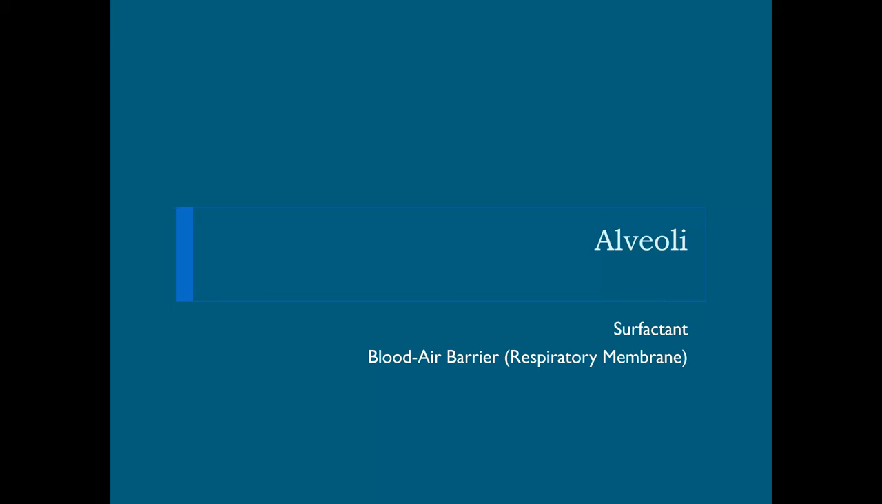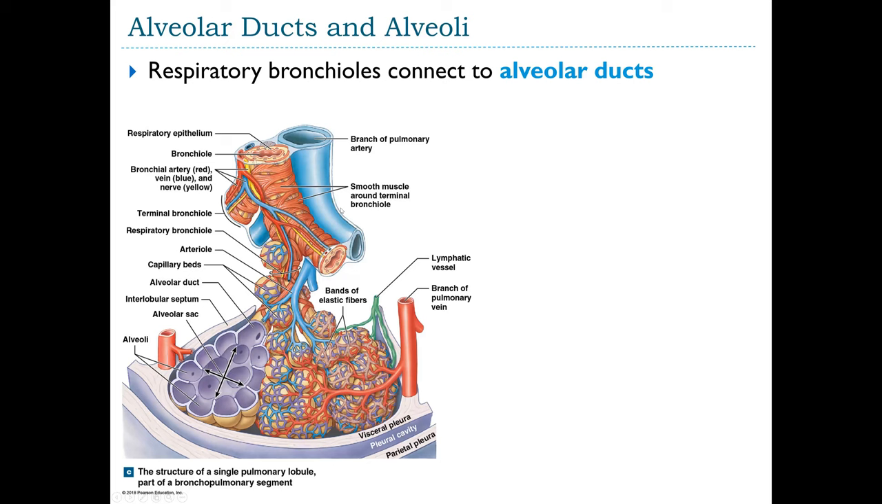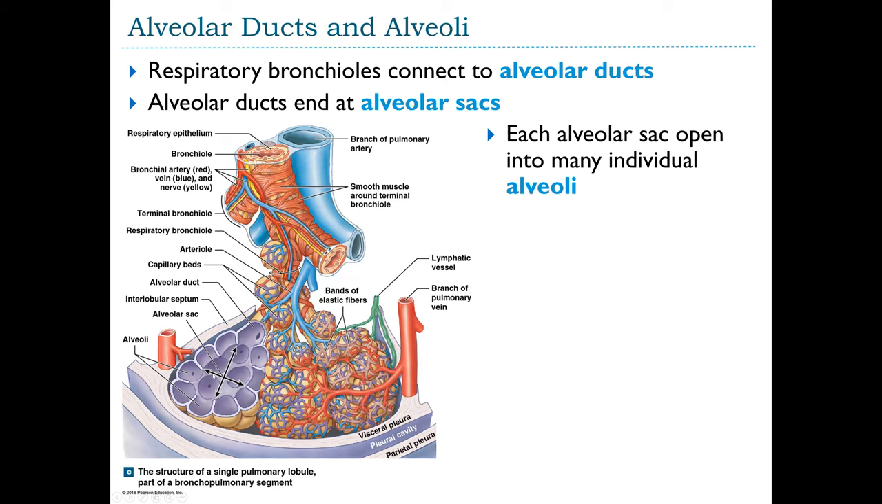In this section, we'll look at the structure of the alveoli, talk about surfactant, and the blood-air barrier, also called the respiratory membrane. The respiratory bronchioles that branch from the terminal bronchiole are going to connect to alveolar ducts, and the alveolar ducts then connect to these large alveolar sacs. Each alveolar sac opens into many individual alveoli.